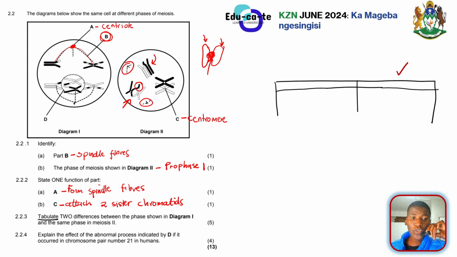It says tabulate 2 differences between the phase shown in diagram 1. So you must be able to identify the phase in diagram 1. If you look carefully at diagram 1, it is showing a phase whereby we have got spindle fibers. You can see that the spindle fibers are attached to chromosomes already, through the centromeres. You can see that these chromosomes are being separated.